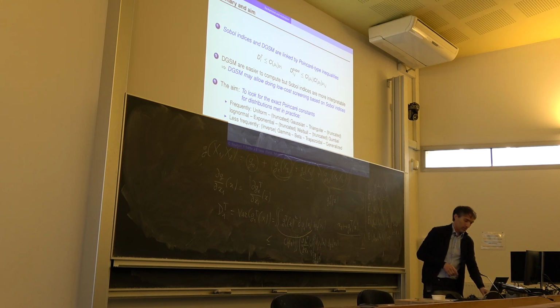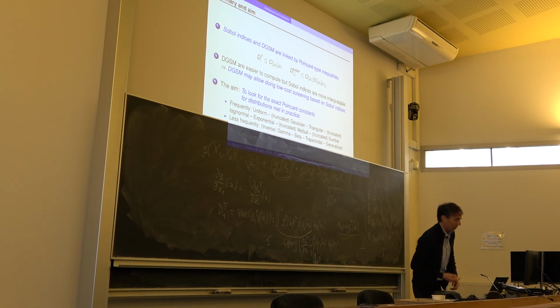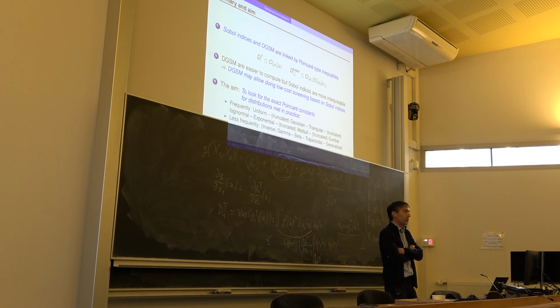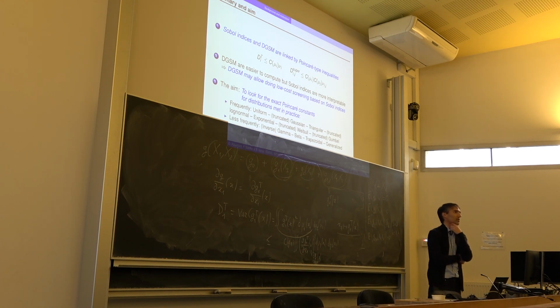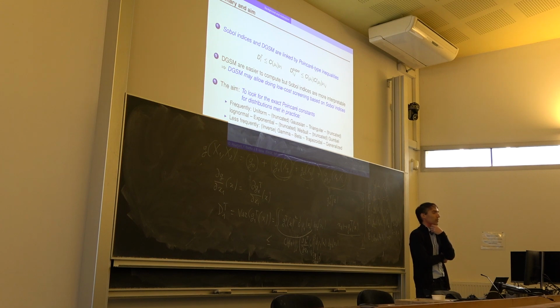And the distributions that are met in practice are exotic in a way. Because you see you have triangular distribution, truncated Gumbel, trapezoidal, generalized extreme value. You have everything, unusual probability distributions for a probabilist.